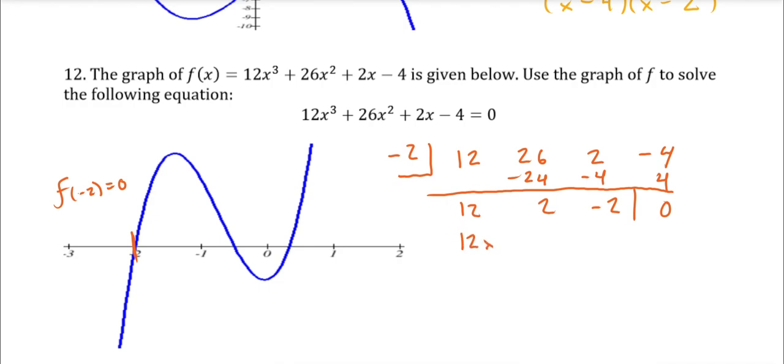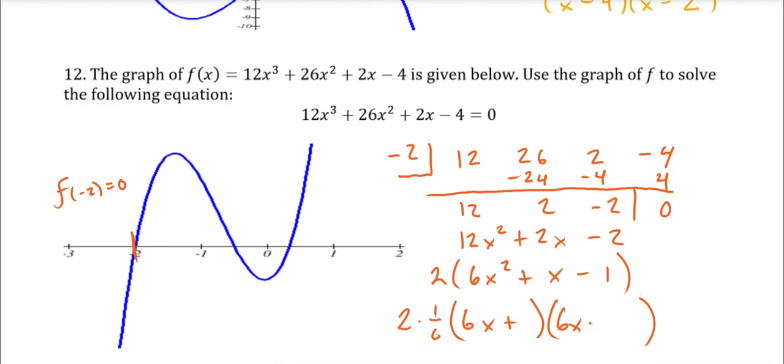This then gives me a corresponding factor of 12x² + 2x - 2. We can try to factor this using, well, the quadratic equation would be possible, but what I'd actually prefer to do here is to reduce it a little bit more first. We could divide out everything by a 2, and let's see if this factors. Maybe it's going to have rational roots. That's possible. It's worth a check.